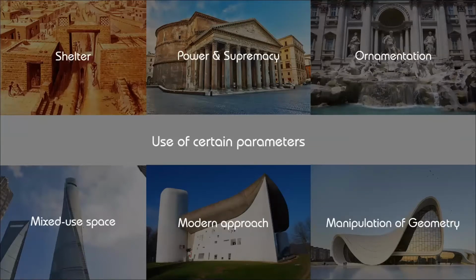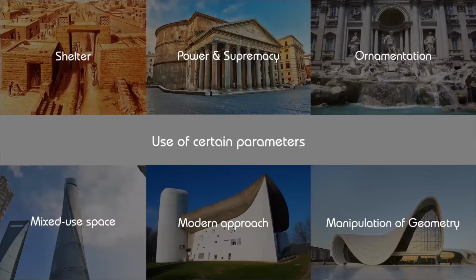Now, there was an unconscious use of parameters in different areas of architecture to fulfill specific human needs in different time periods. The only difference lies in the way these parameters are used then and the way it is used now. So it varies from a basic purpose of shelter to achieving a multi-purpose space, depicting power and supremacy through architecture, to a modernist approach, using extensive ornamentation in forms to depict wealth, to manipulation of geometry using algorithmic expression. So the difference lies in the way it is put to application.